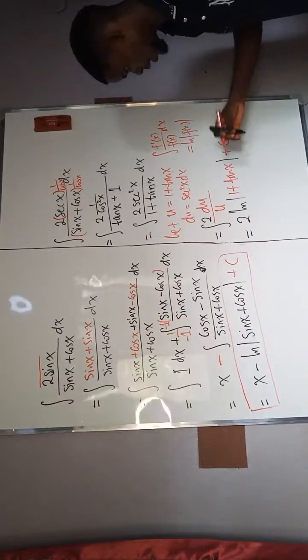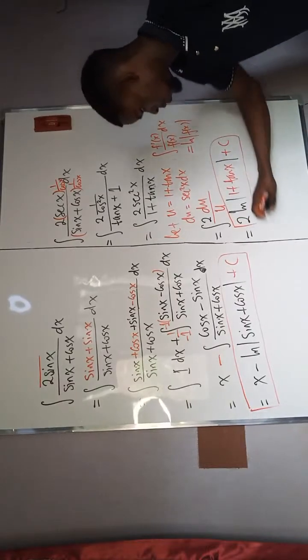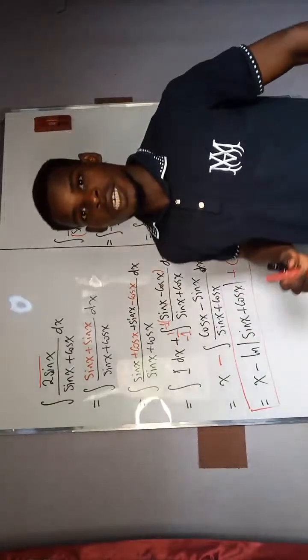So we can just add an arbitrary constant. And this right here is the antiderivative of this function. Why this one is for that.